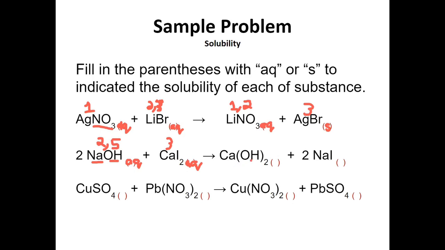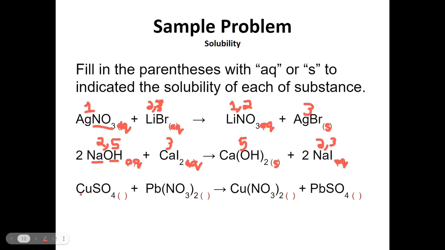Next one, I'm reading left to right here. Ca(OH)2. The only rule that would apply is rule 5. According to rule 5, salts that contain hydroxide ion are not soluble. So that means this gets the S designation, meaning not going to dissolve. NaI, look at rules 2 and 3, which reinforce each other. They would both designate this ionic compound or salt as aqueous.